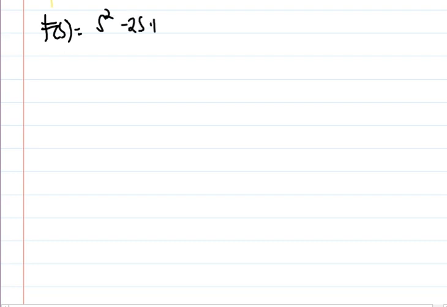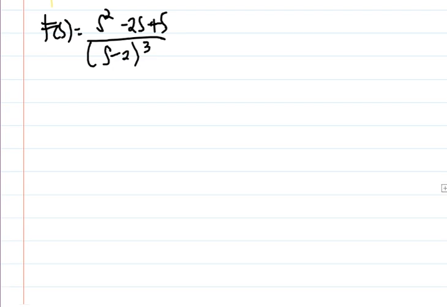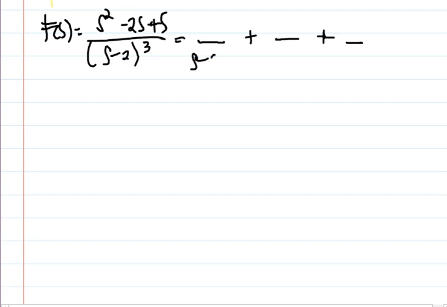Okay, so we are given function of s is equal to s squared minus 2s plus 5 all over s minus 2 cubed. Okay, that is what is given to us. We have a repeated linear factor in the denominator. So how do we transform this into its partial fraction? Since it is cubed, we will have three partial fractions. First, will be the linear form. So we have s minus 2.